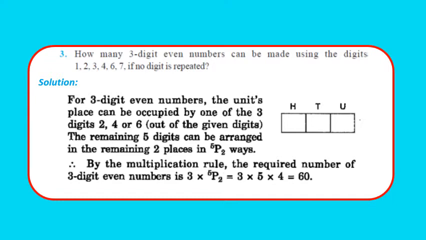So the total number of 3-digit even numbers will be equal to what? 3 into 5 into 4. Clear? Which is equal to 60. So pause and note down the solution.